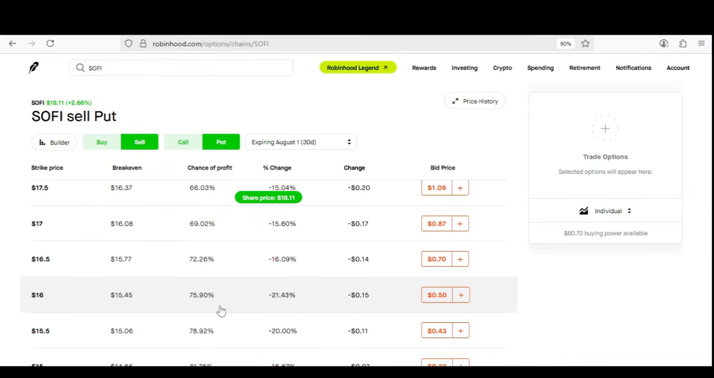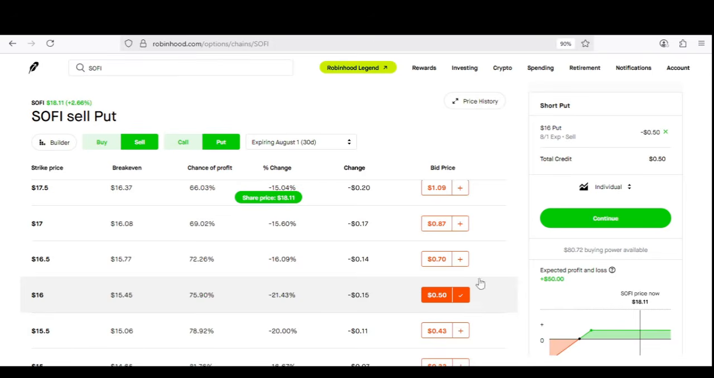This is a sell option contract. The amount I'm going to be paid is going to be $50, or 50 cents. In the real world, this is going to be 50 cents multiplied by 100 shares, and then that's going to give you $50. Let's go ahead and click into it.